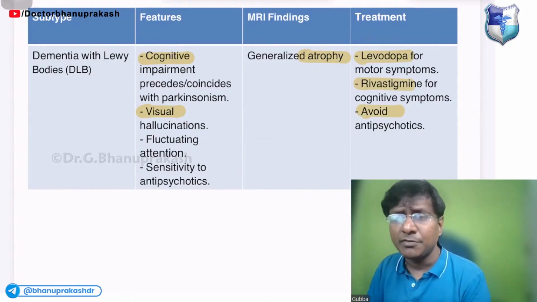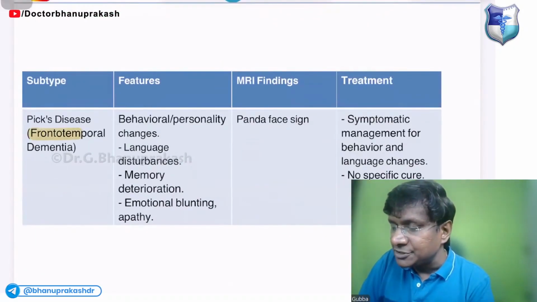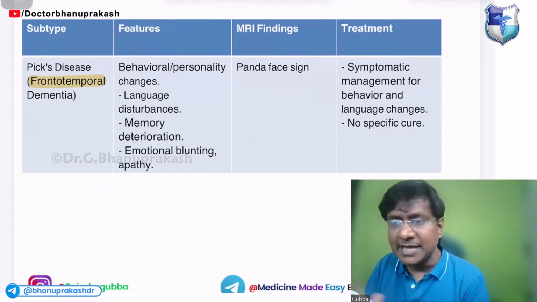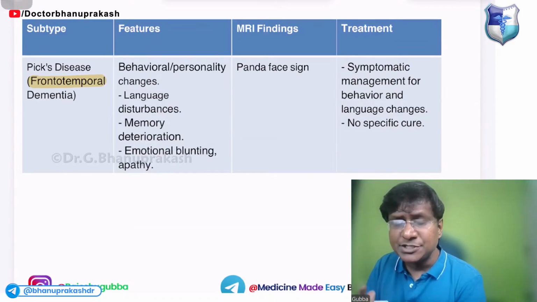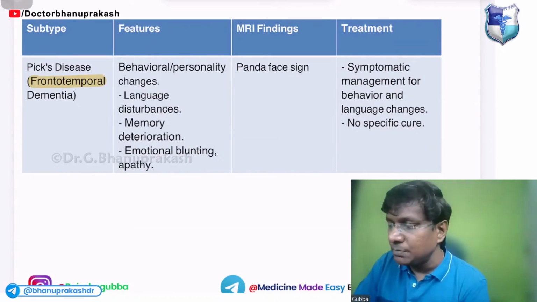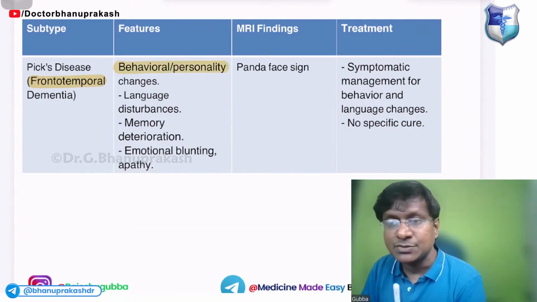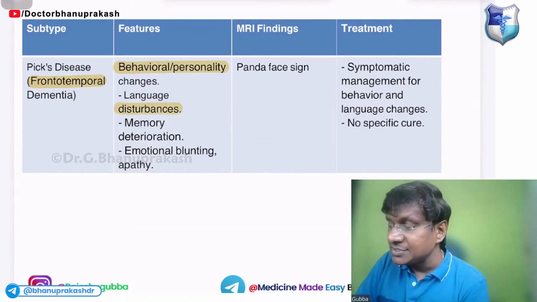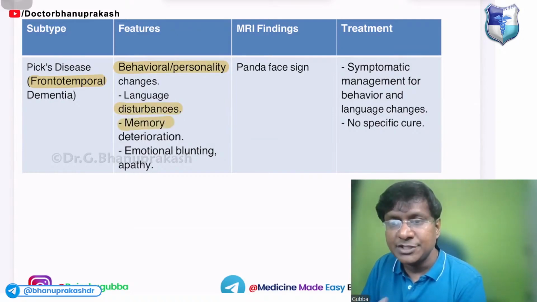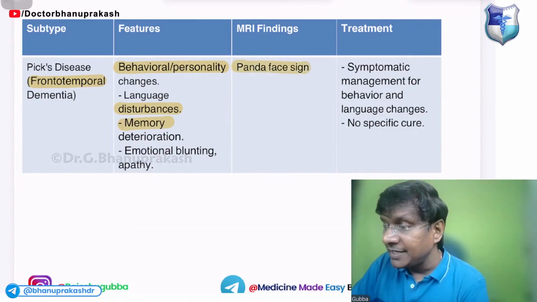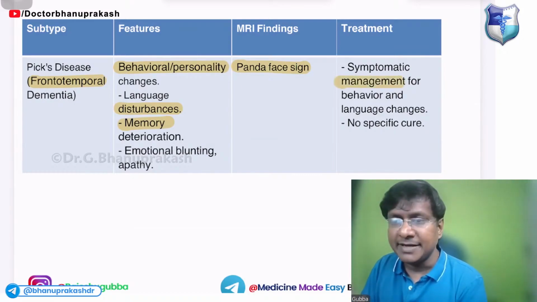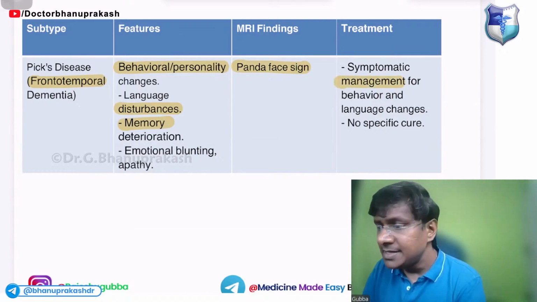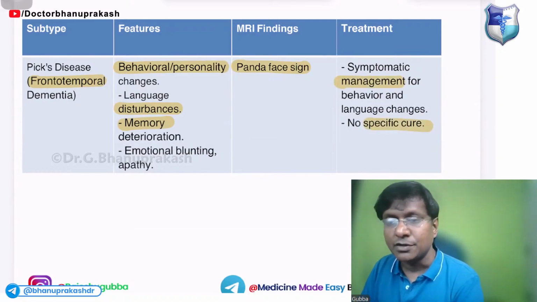We have one more important form of dementia called frontotemporal dementia. It is not atypical Parkinsonism, but I'm discussing it as a part of dementia. In frontotemporal dementia, you have involvement of the frontal and temporal lobes, due to which they will have behavioral and personality changes. Language disturbance will be there, and memory deterioration can be there. On MRI, you will have the panda face sign, or face of panda sign. The treatment is symptomatic management, and behavioral and language changes have to be addressed. There is no specific cure for frontotemporal dementia.